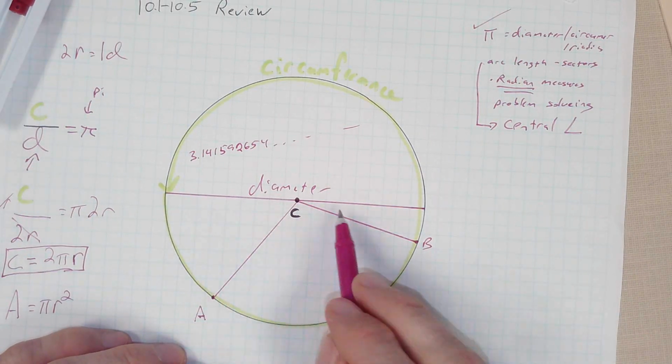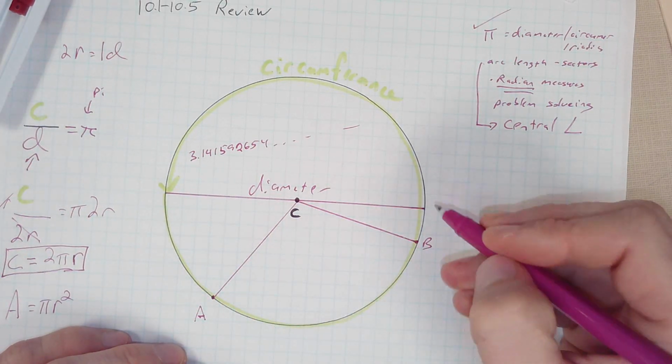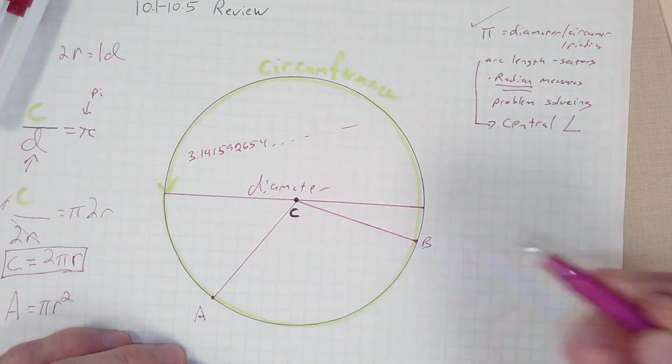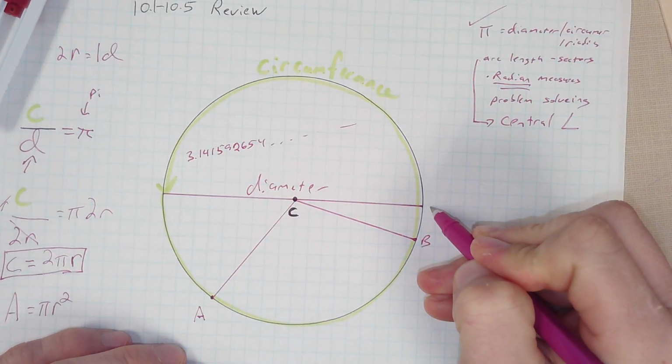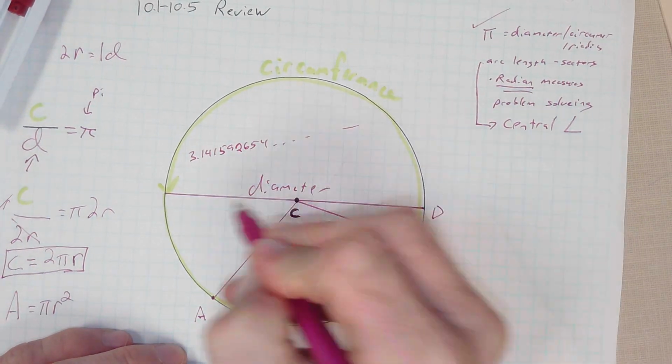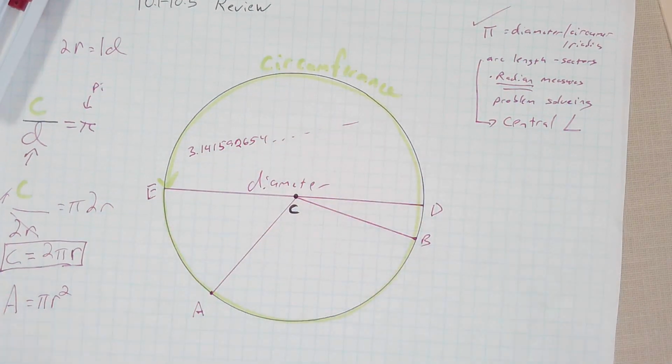Let's see. Now we could actually even say that's... Let's say this one is C, B. We'll call this one D, and we'll call this one E. Right, we have multiple different central angles. Okay, cool. So now we can say we have multiple arcs. So let's go ahead and name some of these arcs here, and we'll even color code them.